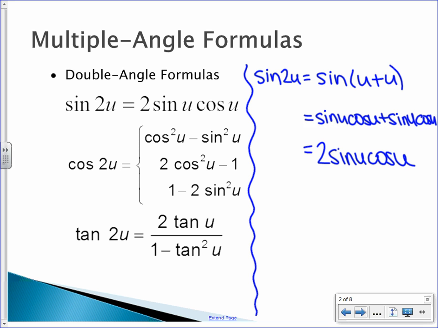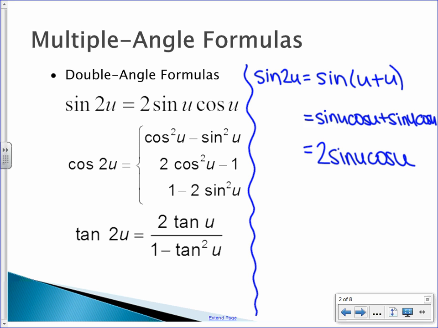Now, cosine and tangent are going to go about the same, right? We still can use the sum of u plus u, and we can do that to prove those. Would you like to see another one? This one? Okay.